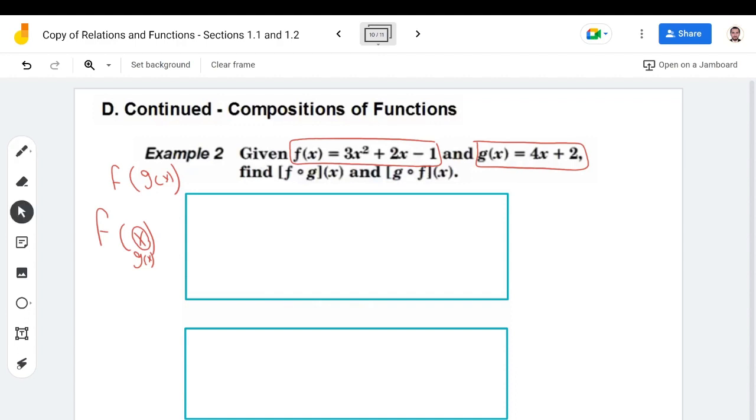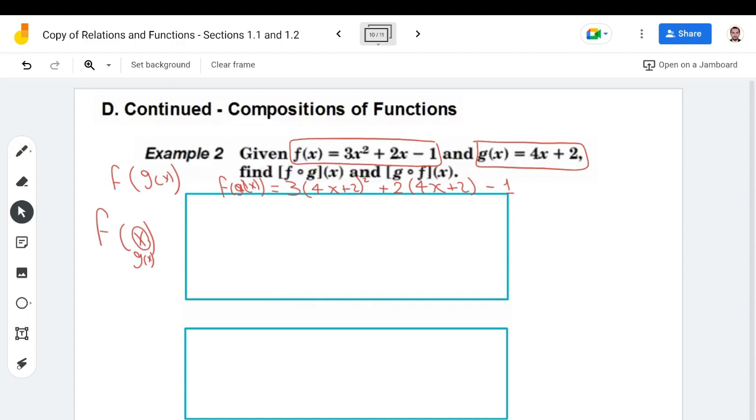Okay, let me do the first step so as not to confuse you. As you can see here, we have f of g of x. So what will it be? 3 times x squared, so x should be what? 4x plus 2, all of that to the power of 2. Then plus 2 times 4x plus 2, minus 1. So this is the first step. You are just substituting a function into a function.